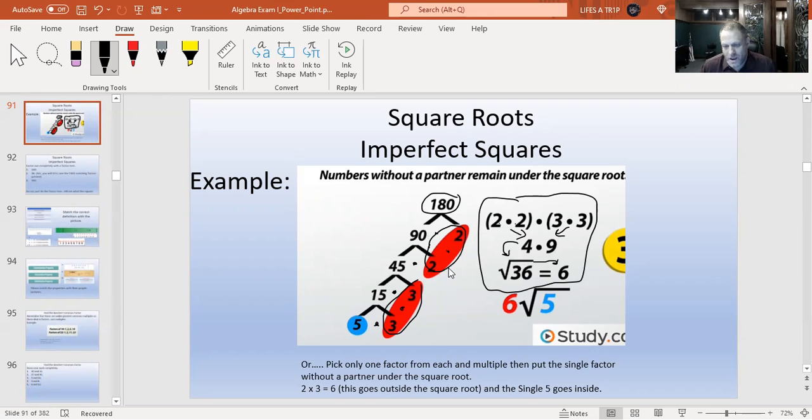Yes. So as they mentioned, with imperfect square roots you only take one out of here, and only take one out of here. So 3 times 2 is 6. And guys, what do we do with this 5? The 6 stays on the outside, and this lowly little number 5 stays on the inside.